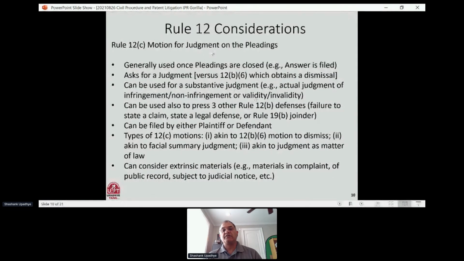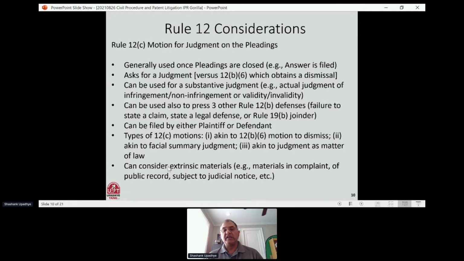12(c) motions are motions for judgment on the pleadings. They're used once the pleadings are closed, such as when the answer is filed. You ask for these, this is a real judgment. This is not just a dismissal like a 12(b)(6). It can be used as a substantive judgment. You get a real court holding that there's infringement, non-infringement, validity or invalidity, right? And, again, as the slide details, there are different uses for the Rule 12(c) consideration.